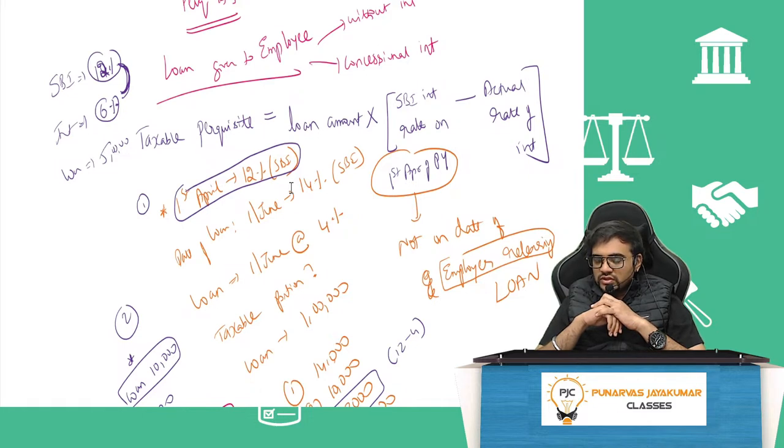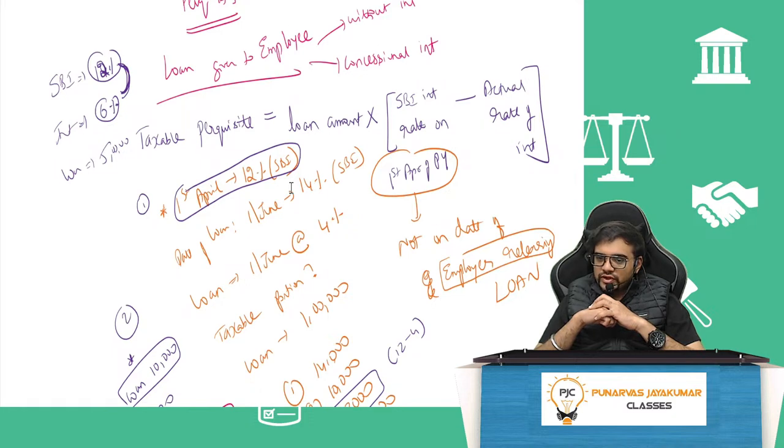They can give you on the date of the loan, rate of interest SBI was 14%. But on 1st April of previous year, that is 1st April 22, rate of interest was 12%. I should actually take 12%. SBI rate as on 1st April of previous year minus actual rate of interest.